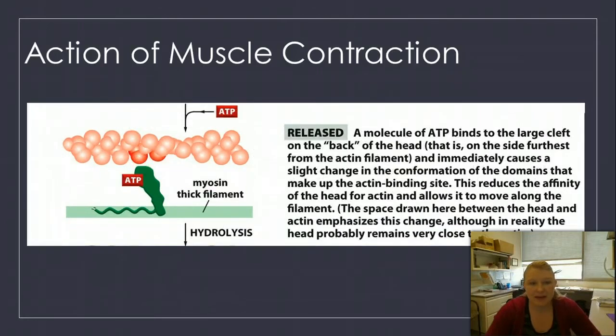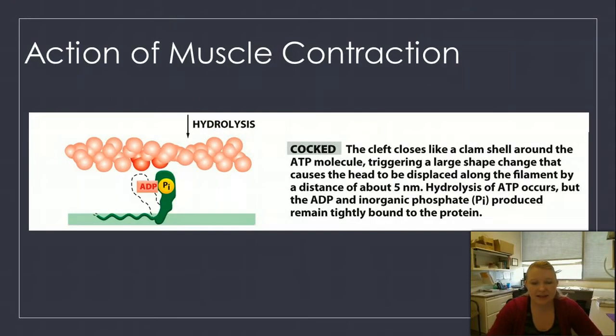So what happens first is ATP is added, and it has this section on the back of the myosin head that the ATP will bind to. This creates a slight conformational change that releases the myosin head from the actin molecule. Then this ATP is hydrolyzed by the myosin, but the ADP doesn't come off. It's still there, but it's broken down. What this creates is a cocking motion. The myosin head now moves about 5 nanometers in one direction, so it has completely shifted in its shape. And the ADP and the inorganic phosphate are still there.